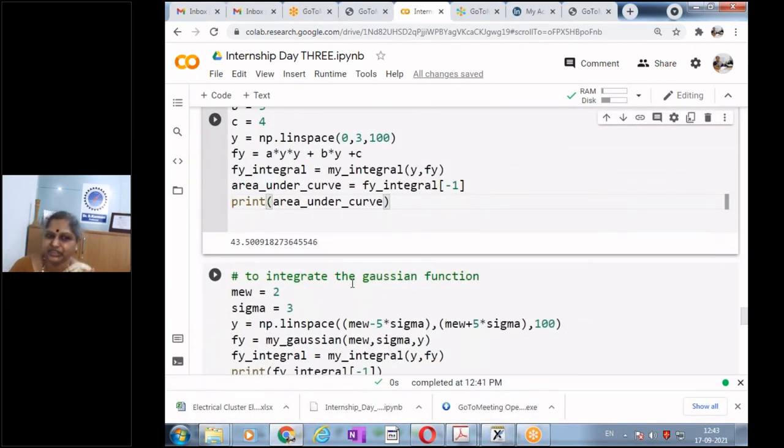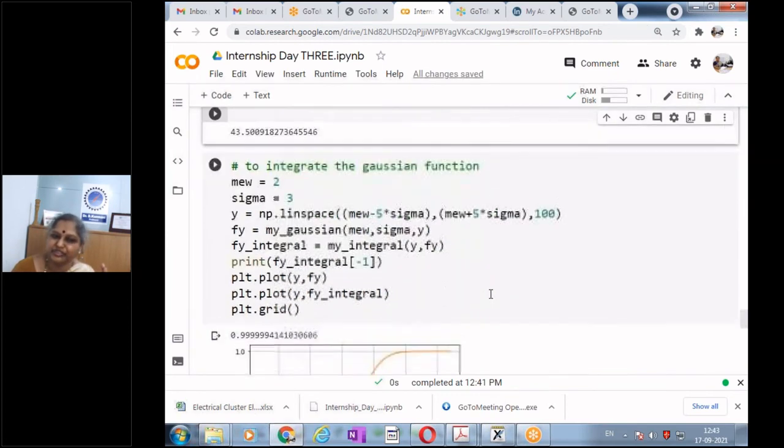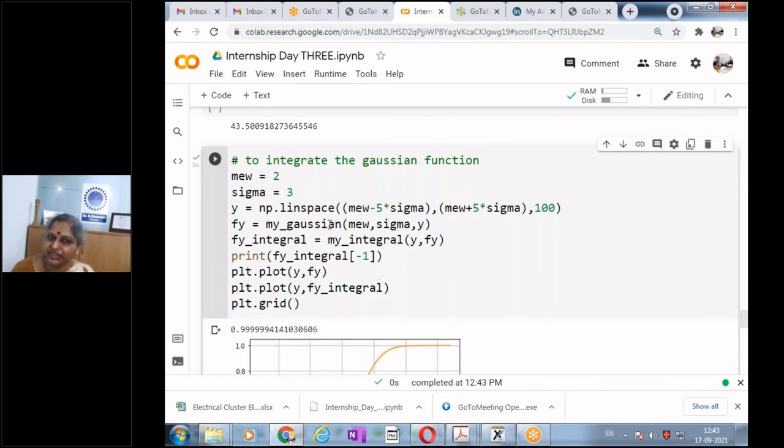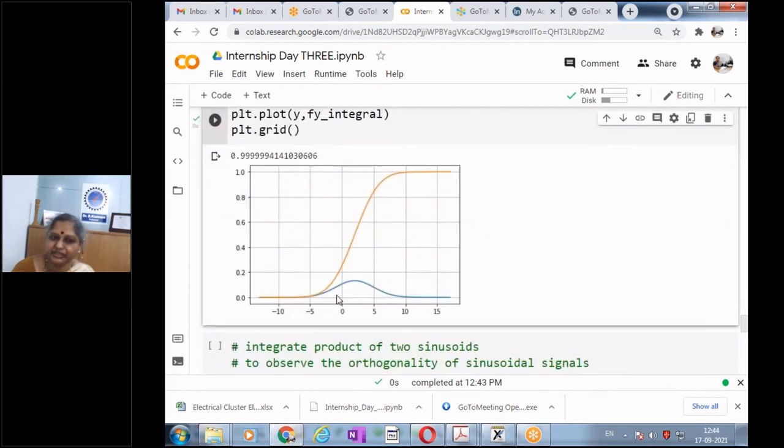So all these functions, a y square, f(x), and sine and cos, everyone knows how to integrate. But suppose you are asked to integrate the Gaussian function, you will not be able to do it because this is not a function that can be easily integrated. So let us see what happens when I try to integrate the Gaussian function. I already had a function for defining my Gaussian, and I also have a function for doing integration, and then I'm trying to plot here. So this is my function and this is my integral. And you just see when I integrate my Gaussian function, the sum goes to 1. Because it's a probability distribution function, it goes to 1.